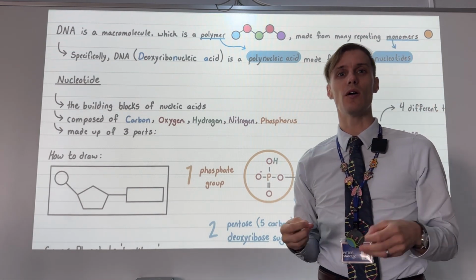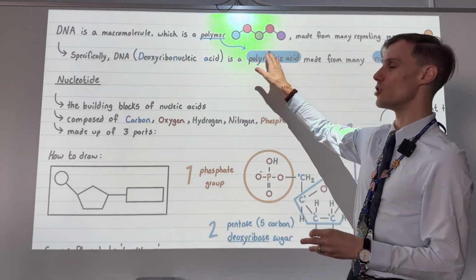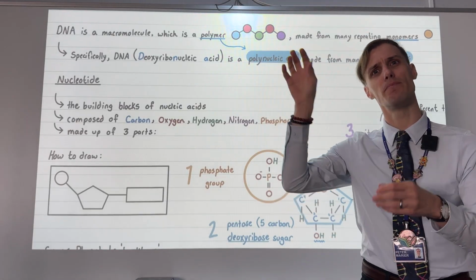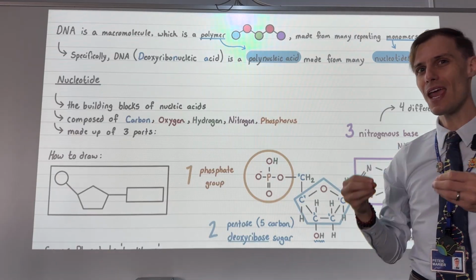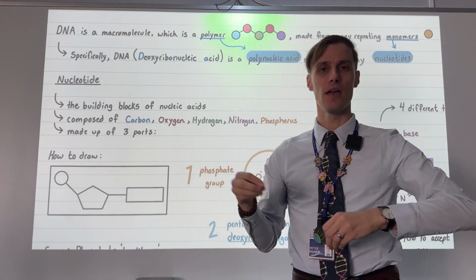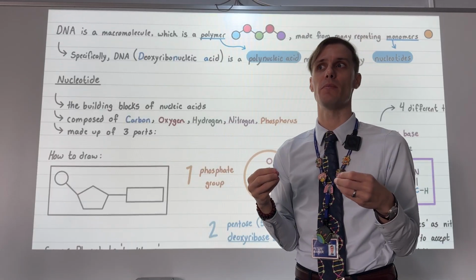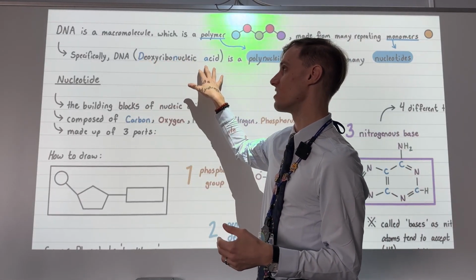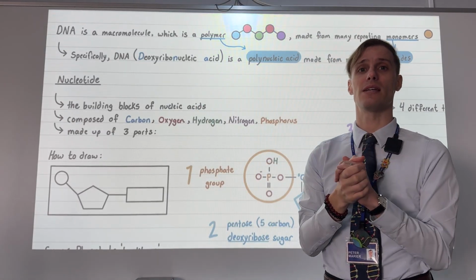So in this way, we can describe DNA structure as being a polynucleotide or a polynucleic acid made up of a bunch of nucleotides all bonded together. Now the name DNA comes from its structure. Deoxyribonucleic acid. Now at the moment you might be like, what the heck does this mean? That's going to make sense in a second.